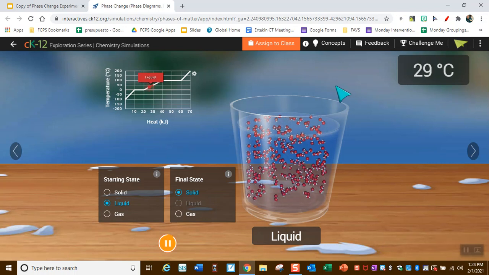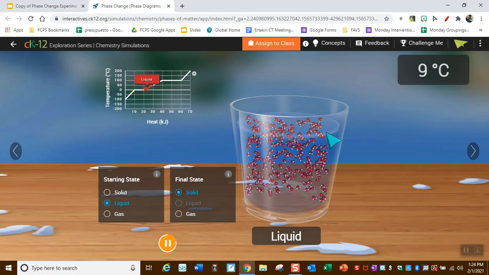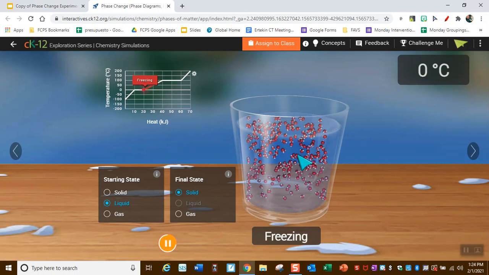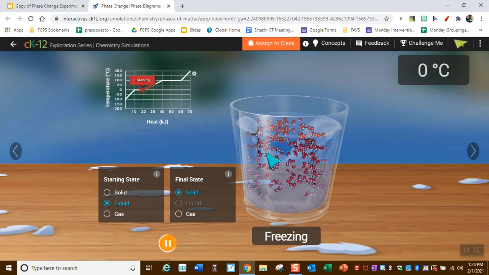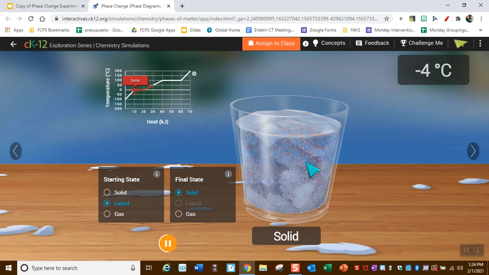Liquid. Ooh, now it's getting colder. Colder, colder. Oh my God, the molecules are slowing down. Las moléculas están moviendo más despacio. And then it stopped. Now it's really, really cold.